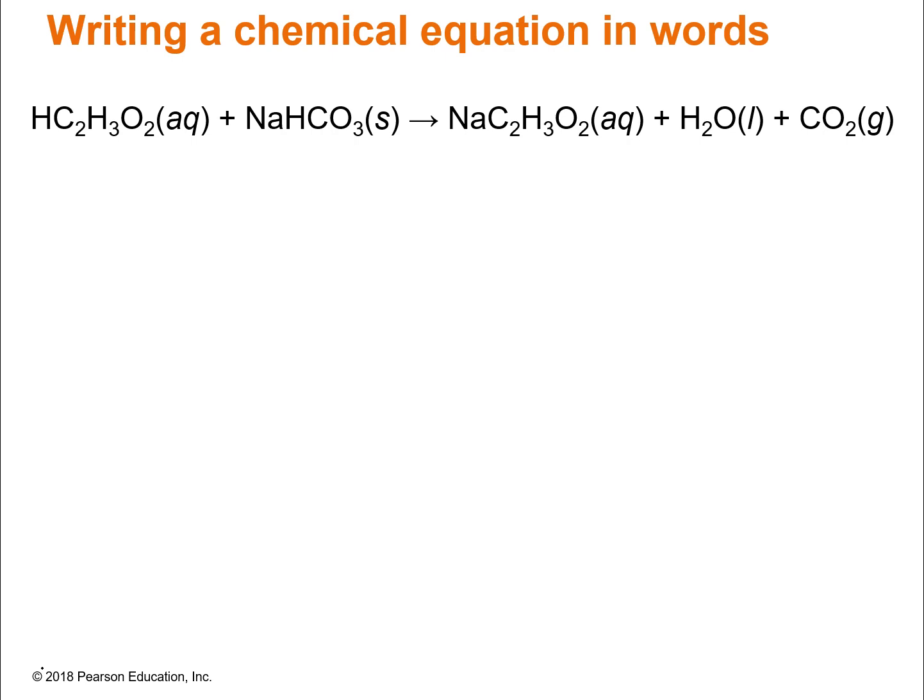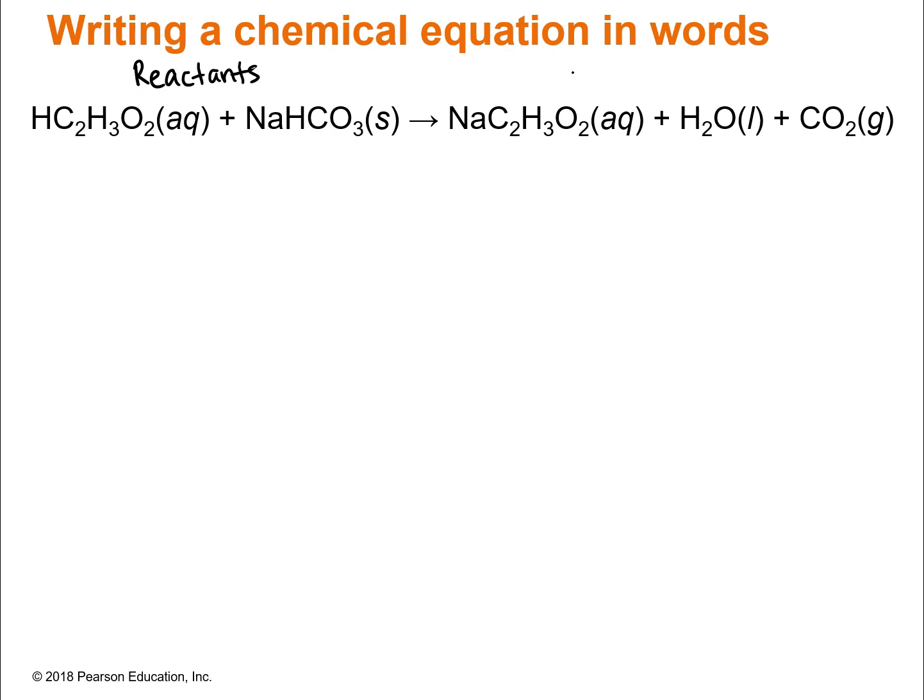The first thing you'll notice is that you've got 2 sides that are separated by this arrow. The left-hand side is the reactants. These are the ingredients, right? So if you're baking or you're cooking something, you've got your ingredients that you're going to put together to make something new. That's what the reactants are.